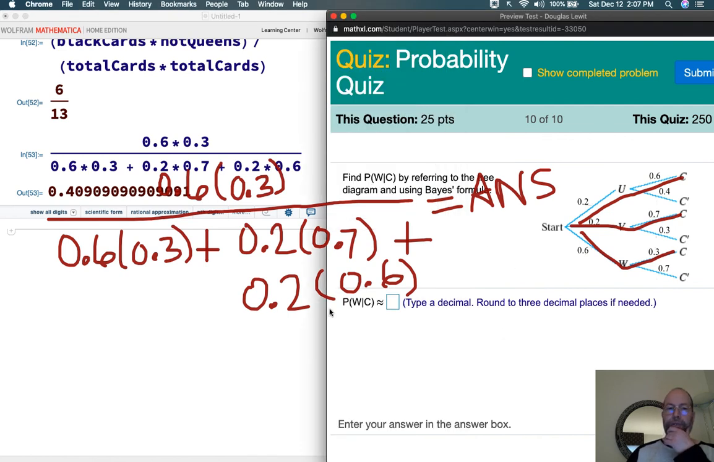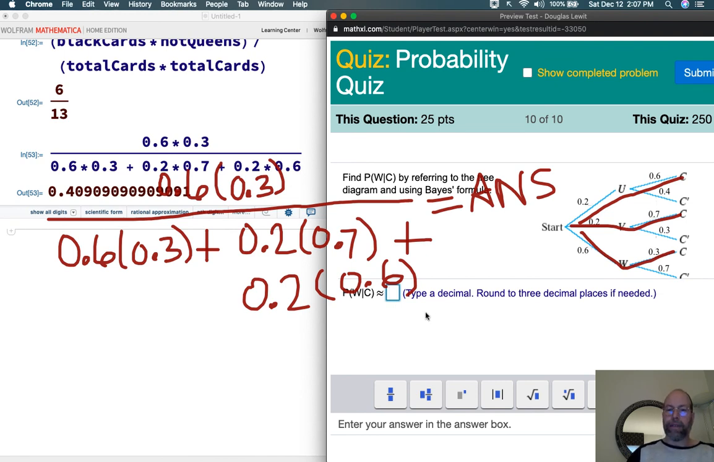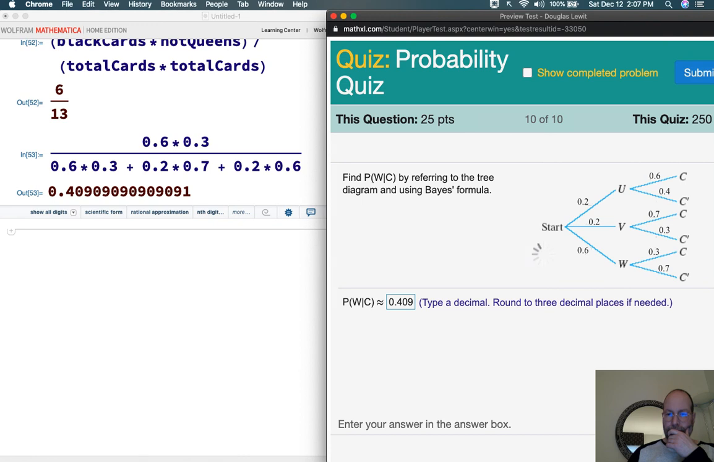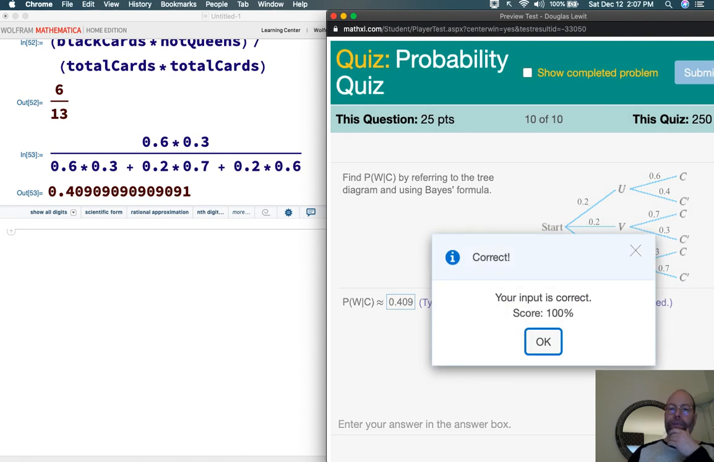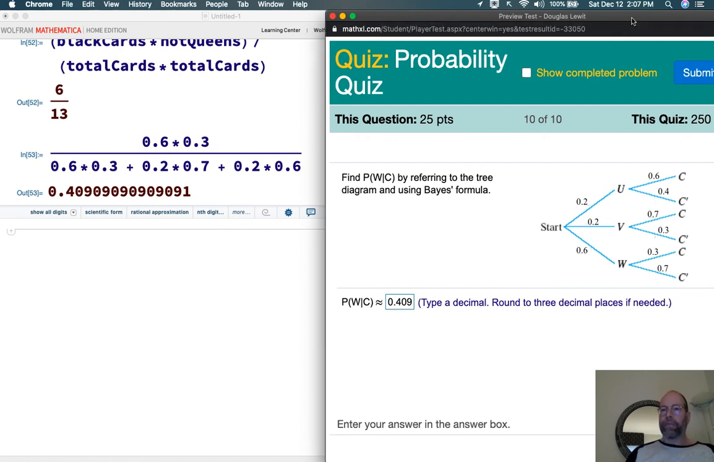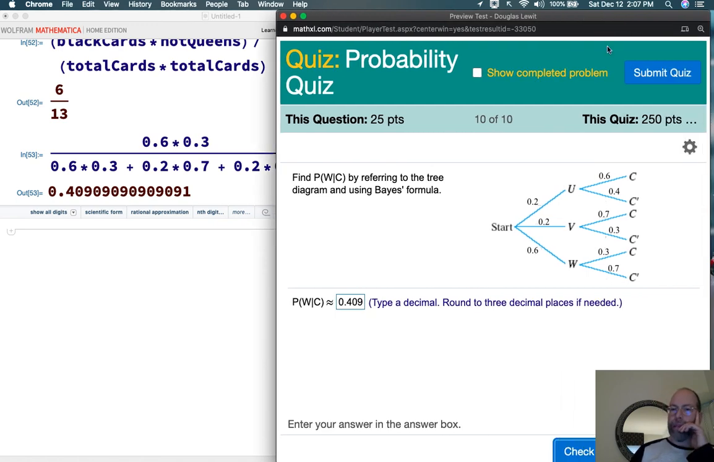Round to 3 decimals is needed, so that's going to be 0.409. Your input is correct, score 100%. Okay. So now, let me submit my quiz.